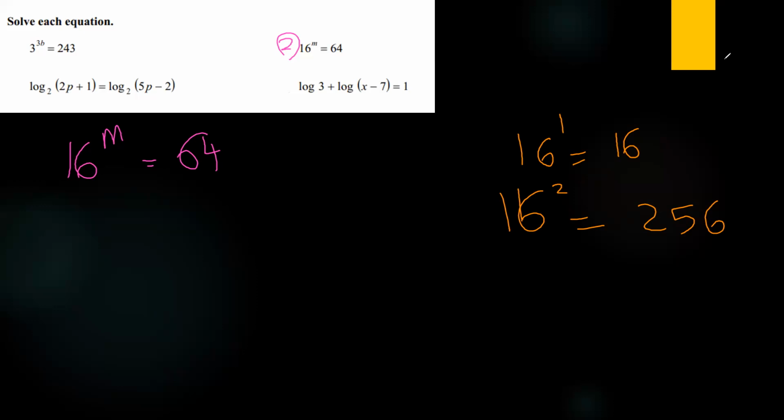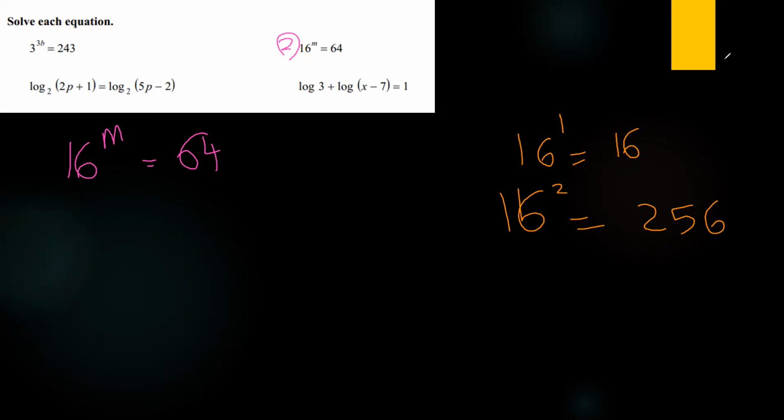So what can I do? I need now to rewrite both 16 and 64 as a number raised to some power. And let's find a number that is in common. That is, when I raise this number to a power, I get 16, and when I raise this number to another power, I get 64. What will the number be? You can tell me now.